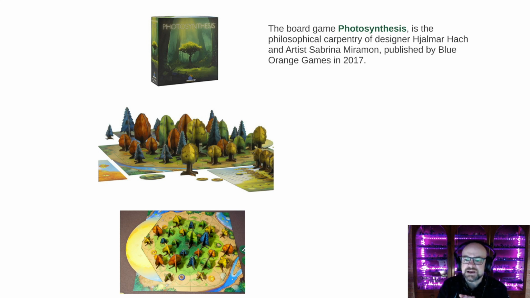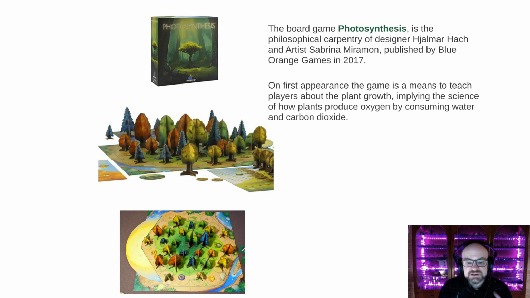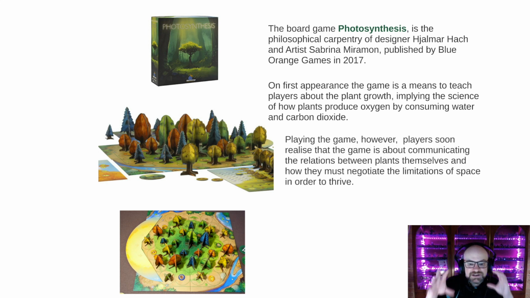So Photosynthesis was designed by Hjalmar Hach and Sabrina Miramon, and it was published in 2017. On first appearance, the word photosynthesis sounds like it's meant to teach players about plant growth. It implies the science of how plants produce oxygen by consuming water and carbon dioxide. But as you play the game, the material relationships between the trees, between the location of the sun, between the density of the forest, between the seedlings and the actions that you take, reveal that the game itself is simply about the relations between plants themselves and how plants have to negotiate between themselves over the limitations of space in order to thrive. It is cleverness in a box, I swear it.